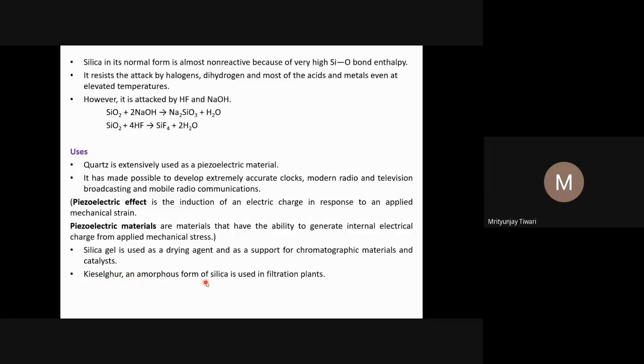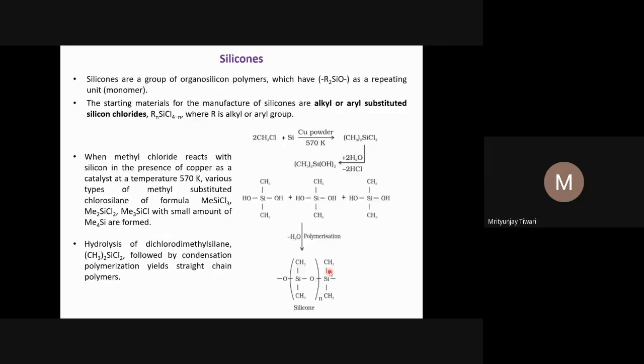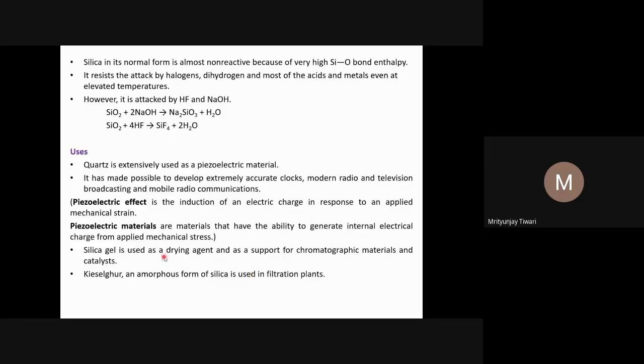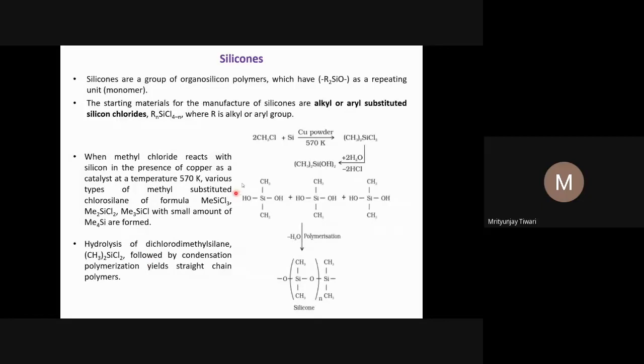Kieselguhr, an amorphous form of silica, is used in filtration plants. So this is an amorphous form of silica which is used in filtration plants for filtration purposes. And silica gel is also a drying agent, a support for chromatographic material, and a catalyst. So it also acts as a catalyst.